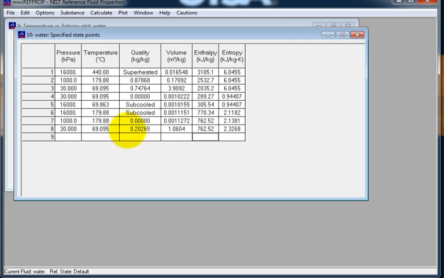What is the quality? 20%. What does that mean? How much by mass is now in the vapor state at state 8? It means 20% by mass is in the vapor state. 80% by mass is in the liquid state.